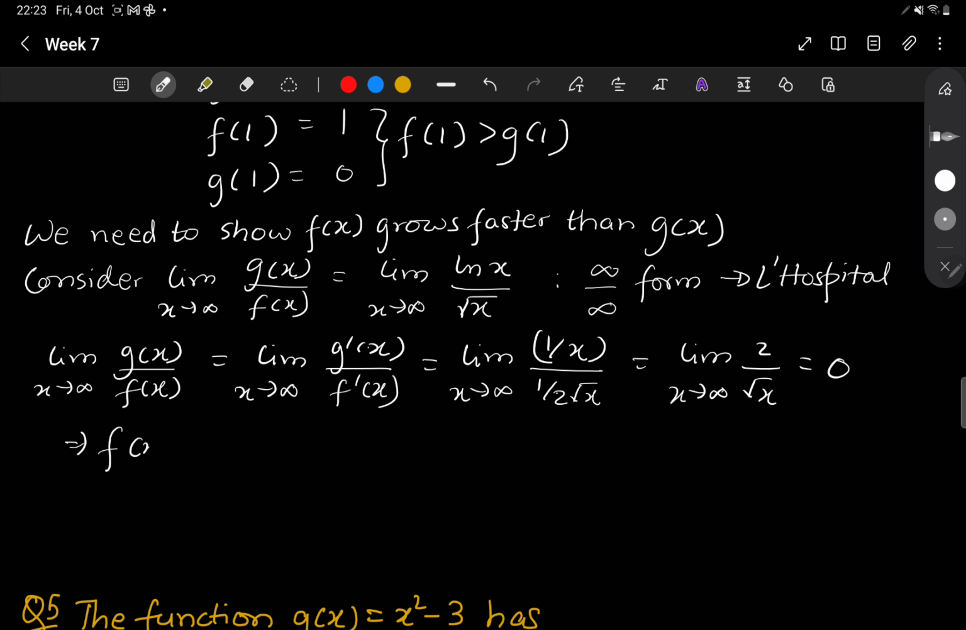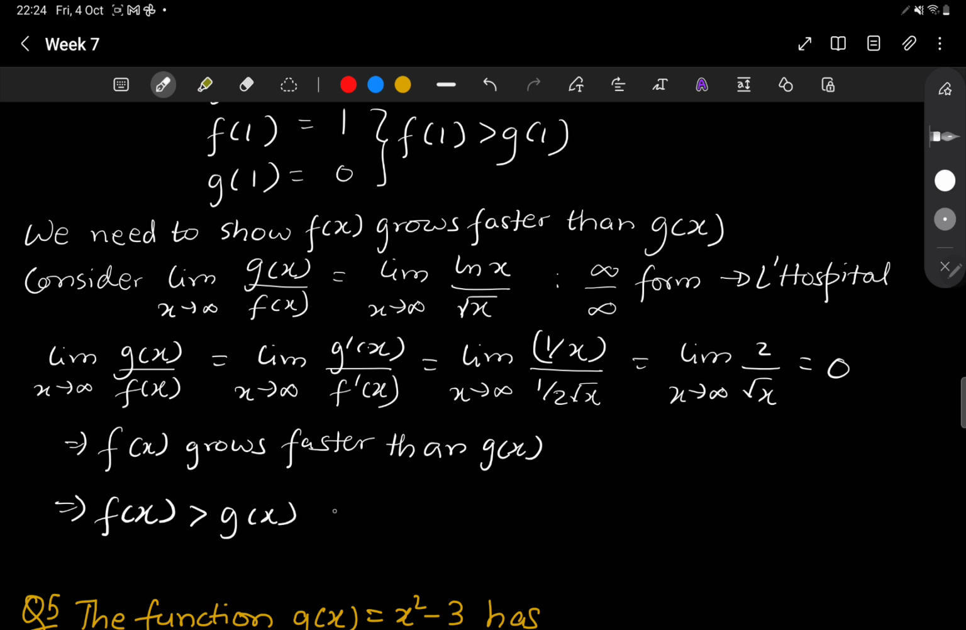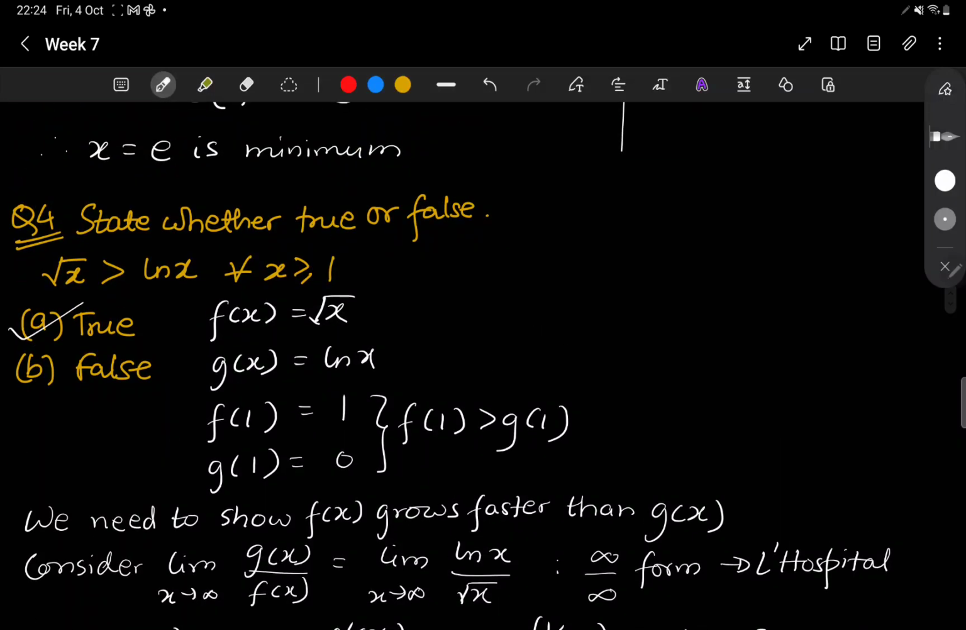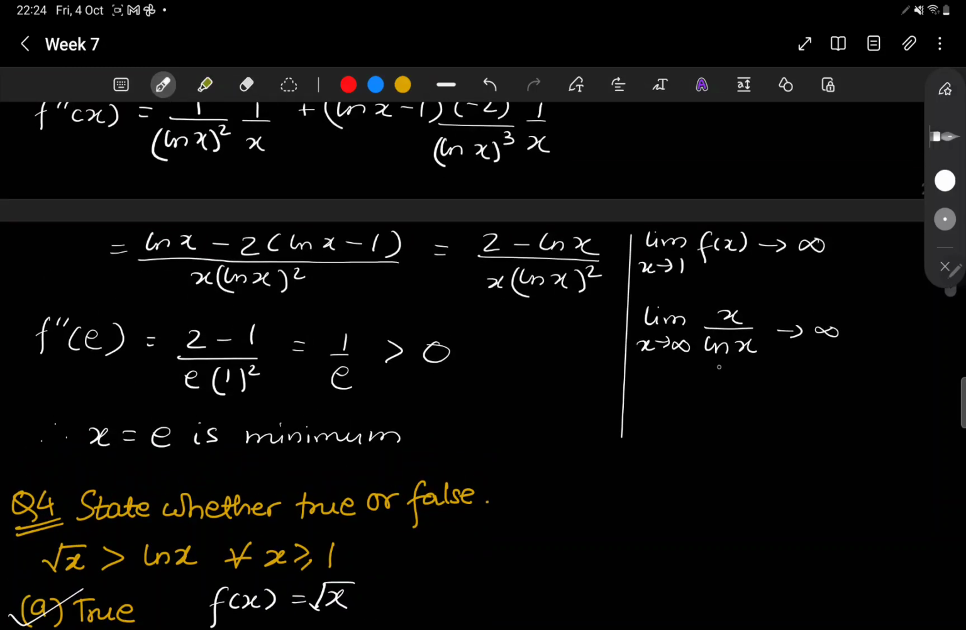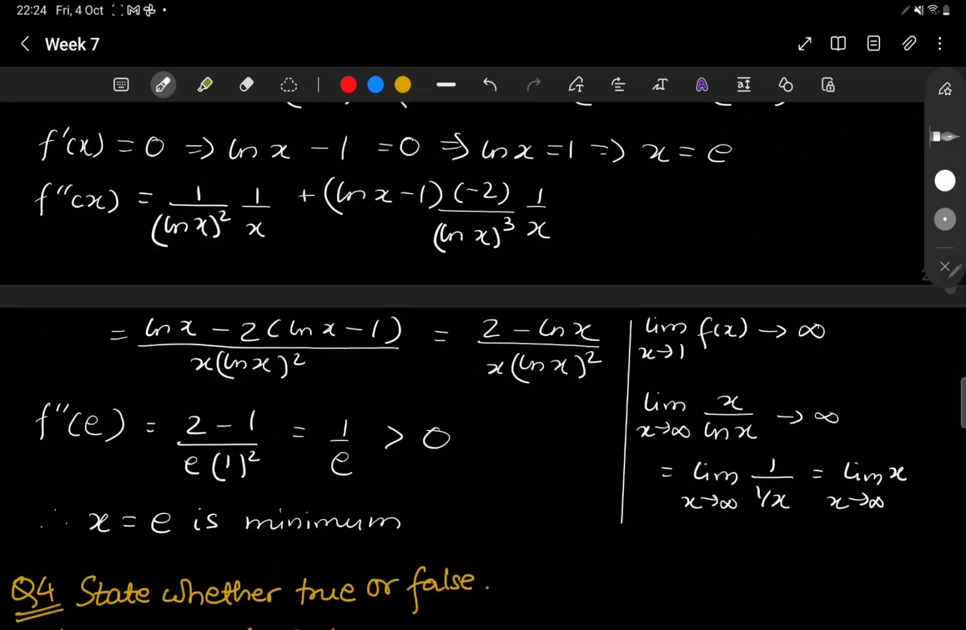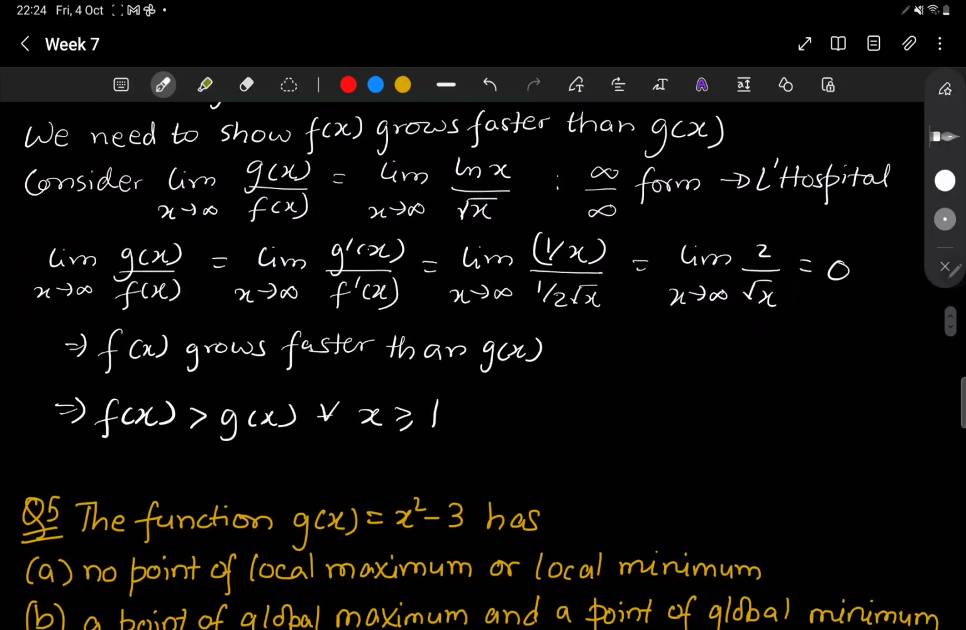So this means that f(x) grows faster than g(x). So that means f(x) is greater than g(x) for all x greater than or equal to 1. So this is indeed true, and the same thing we can use here. Here I just said that this limit tends to infinity, and again you will use L'Hopital's rule. And this clearly goes to infinity. Similar thing we just stated in the previous question, but here we actually derived and showed it over here.